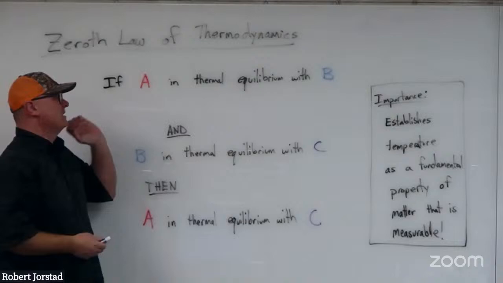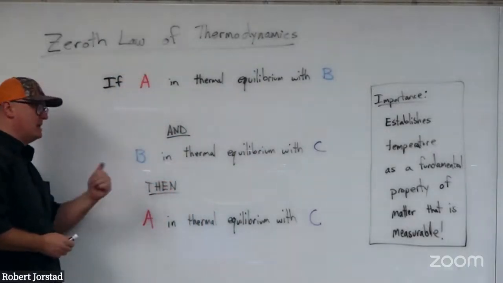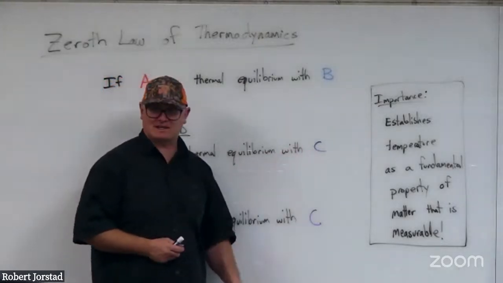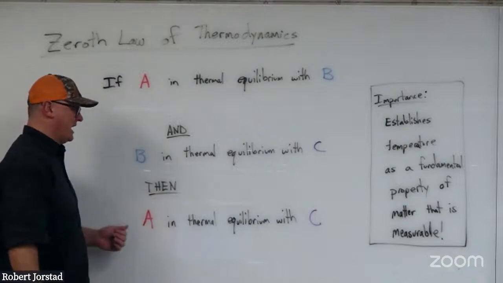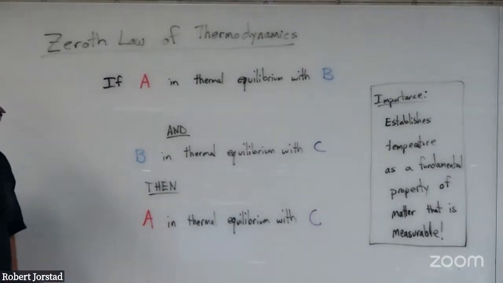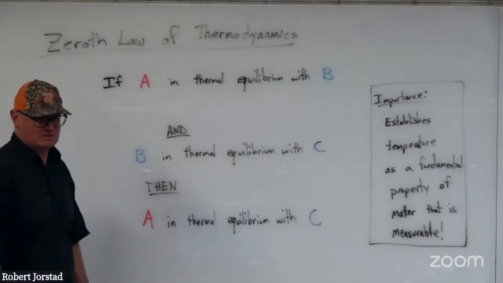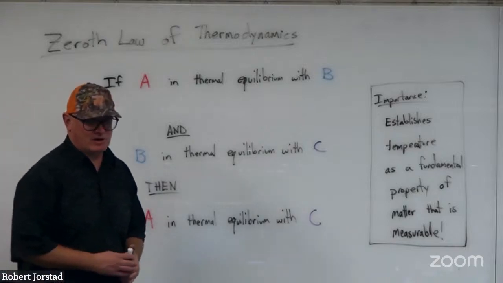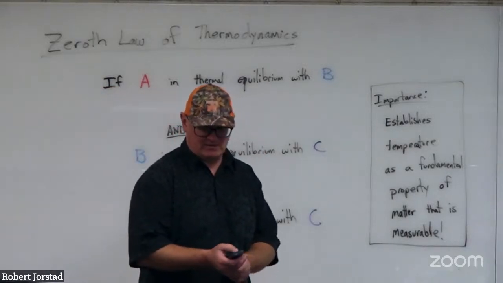If A is in thermal equilibrium with B and B is in thermal equilibrium with C, shocking! They're in thermal equilibrium with each other, A and C. So while this seems pretty ridiculous, it seems quite obvious. Maybe you could see why it was perhaps overlooked. Let me try to give you a visual example of why this is actually worth mentioning, and then we'll move on.